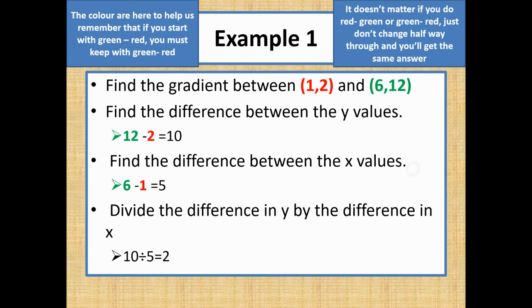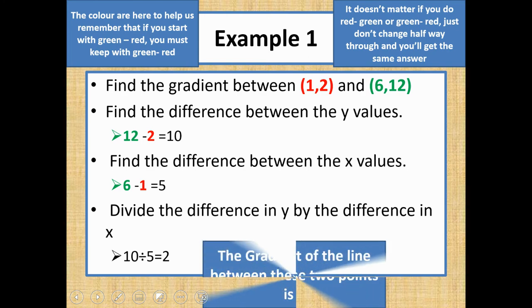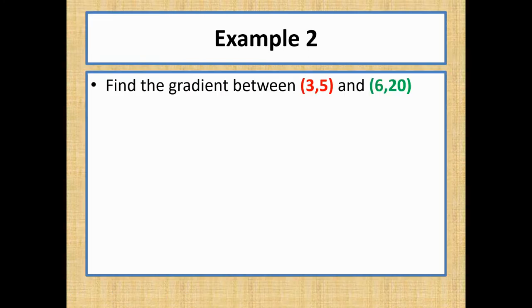All right. Moving on. So the gradient of the line between these 2 points is 2. What I'd like you to do now, following the same example, is pause the video and have a go at finding the gradient of 3, 5, and 6, 20. Okay, so please pause the video, then press play when you're ready to carry on.